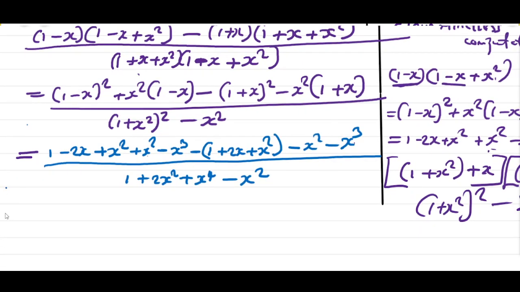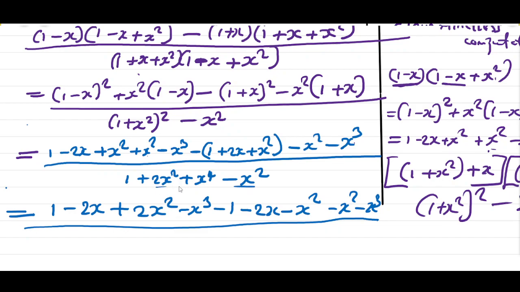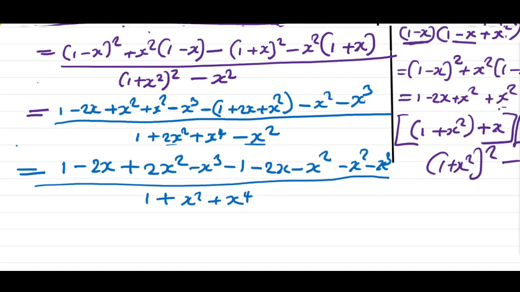If we continue this way, this equals, this is 2x squared. So we have 1 minus 2x plus 2x squared. Next, here we'll be having negative x cubed, but then everything here becomes minus. So we have minus 1 minus 2x and then minus x squared. This will be minus x squared, and this is minus x cubed, and we are dividing this whole expression by, of course, 1 plus x squared plus x to the fourth power. We'll prefer to write it in ascending powers of x.